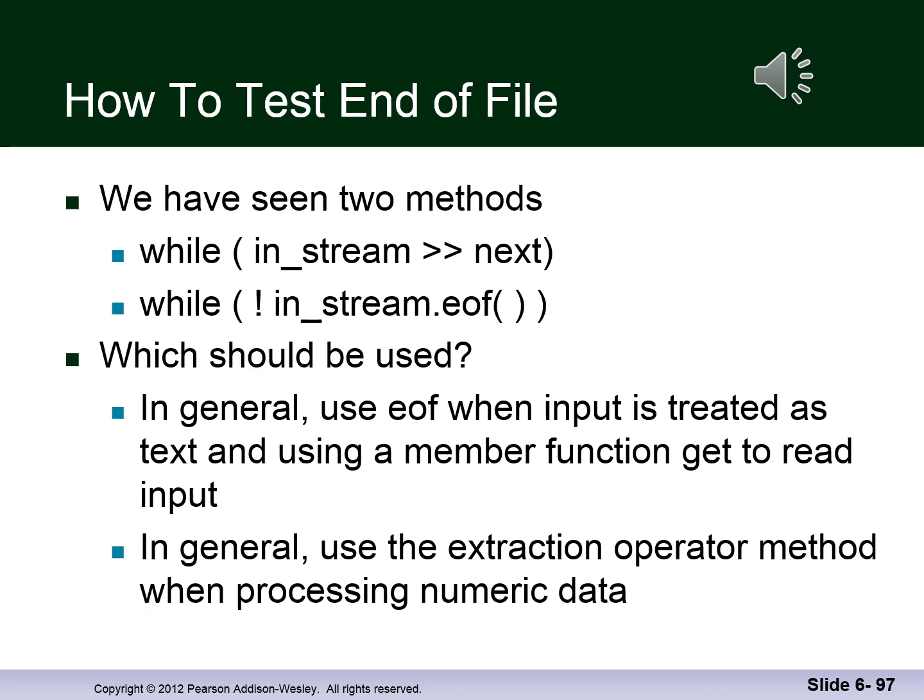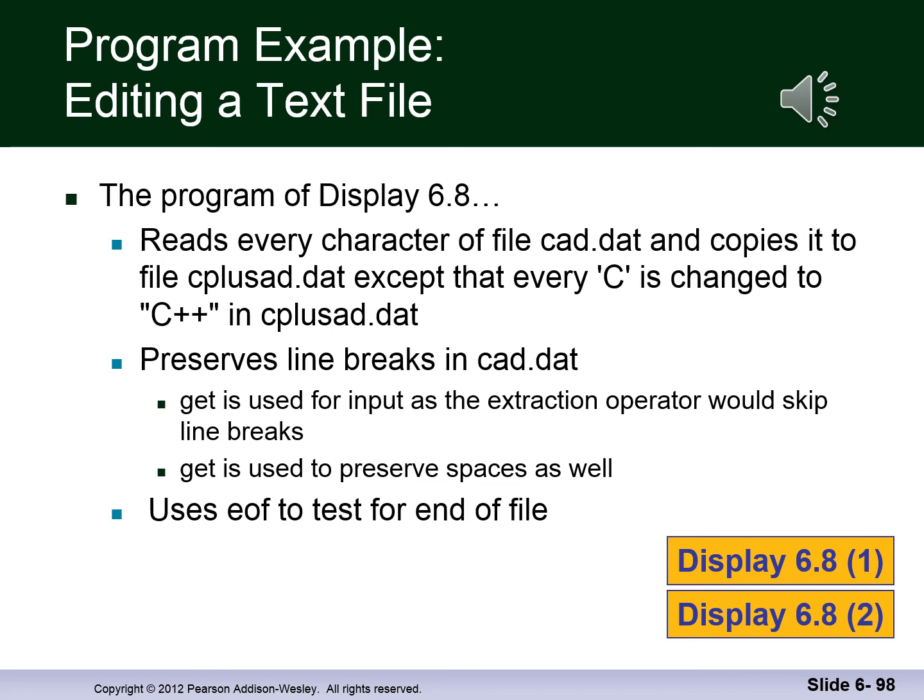Next, we're going to take a look at program 6.8 from your text. It reads every character of an input file called cad.dat and copies it or sends it to the output file cplusadd.dat, except it takes every capital C and replaces that with the string C++. It preserves line breaks. Get is used for input as the extraction operator would skip line breaks. Get is used to preserve spaces as well. And we use EOF to test for the end of file. Let's take a look at 6.8 in the next two slides.